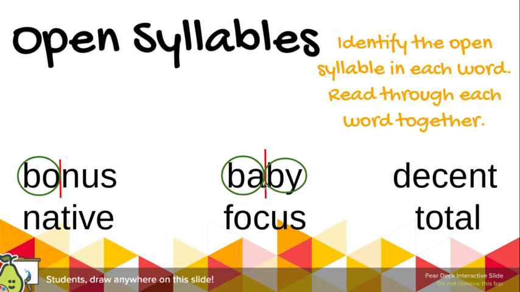The next word is baby. That red line shows that this word has two syllables, bay-bee. On this word, you'll notice there are two green circles because each syllable is an open syllable. Bay ends with an A vowel and it has the long A sound. Bee, that's also an open syllable because Y, especially when it's at the end of a word, can be a vowel. That Y makes that long E sound. So both syllables in baby are considered open syllables.